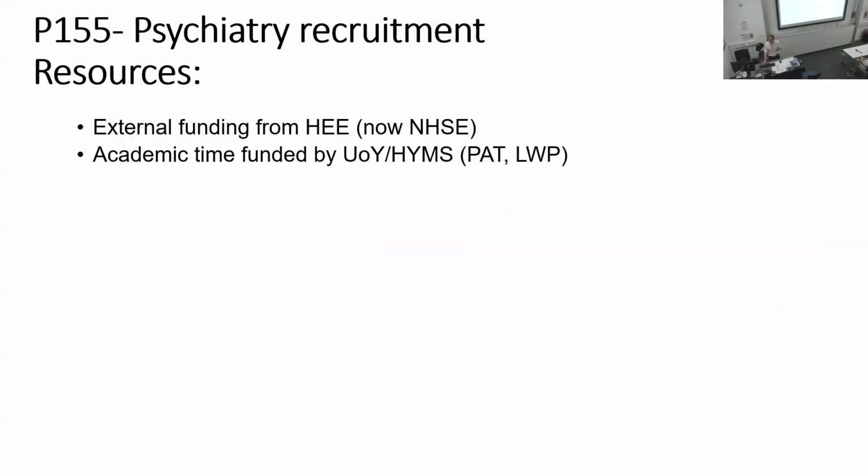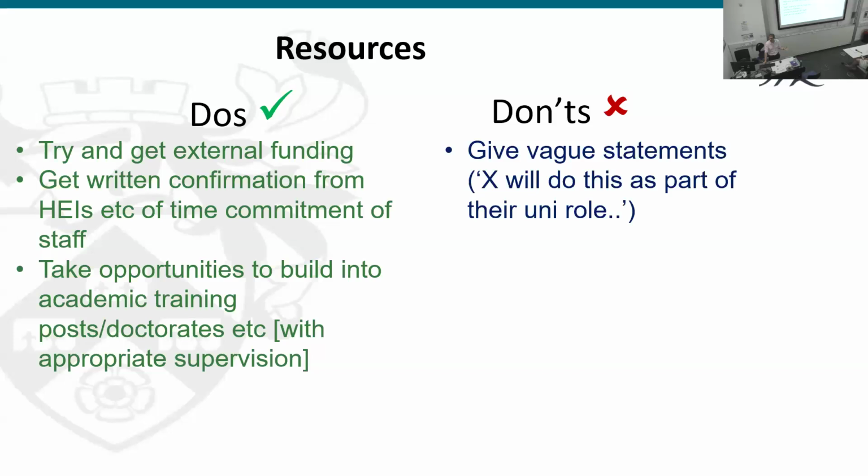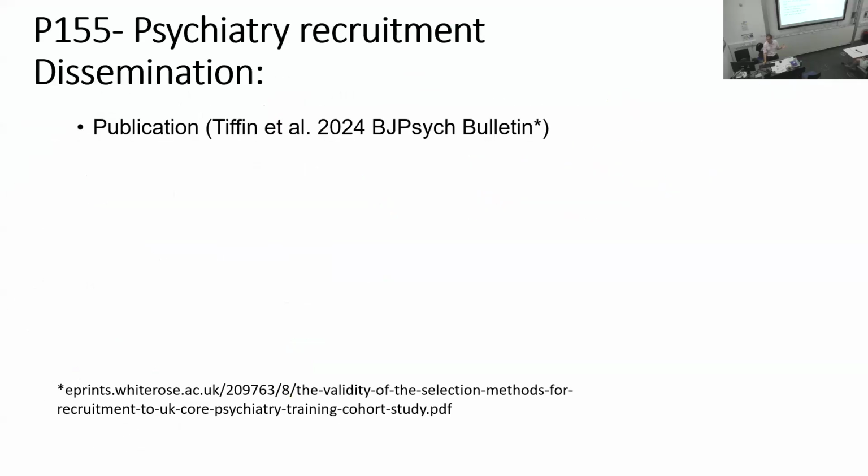So anyway, in terms of resources, just to finish with, do try and get external funding. Take opportunities to build academic trainees into the project if you can. Do get institutional support in writing, and don't just give vague statements. Say, this person will do it as part of their institutional role.